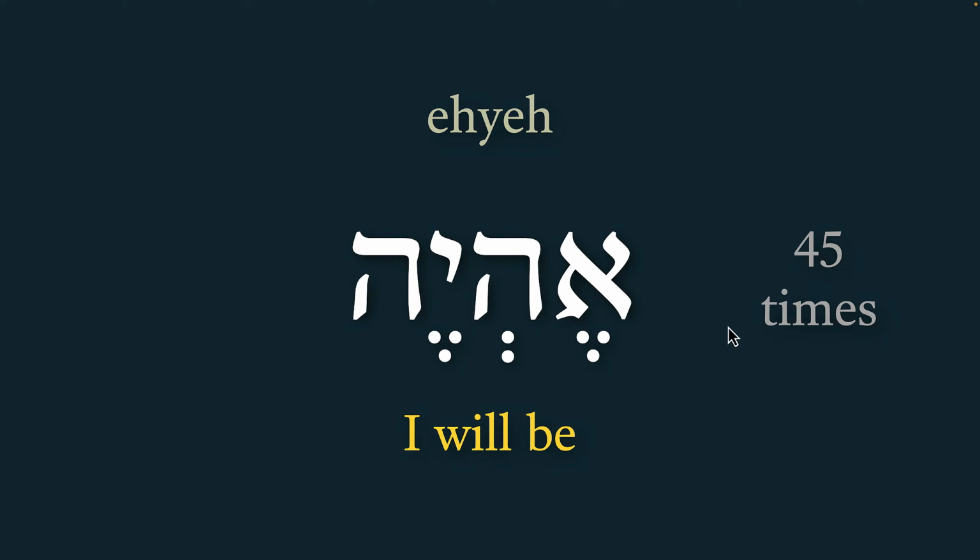This word Ehyeh occurs 45 times. It means I will be. It is not I am. Although the meaning of I am could be one of the possibilities, it is not the only one, and it is not the primary one. I will be is the generic meaning of Ehyeh.